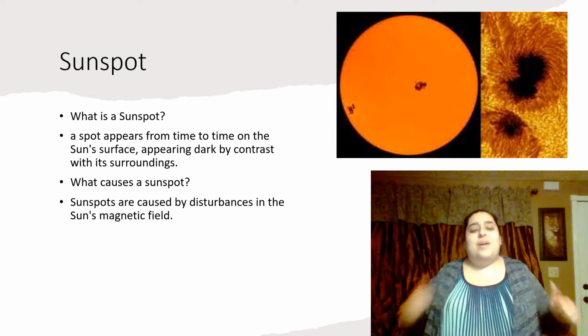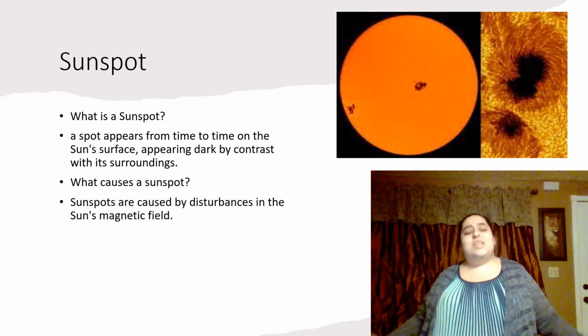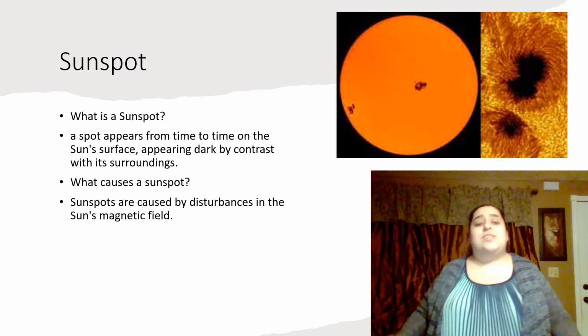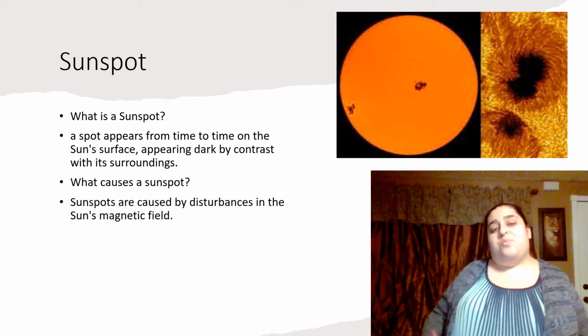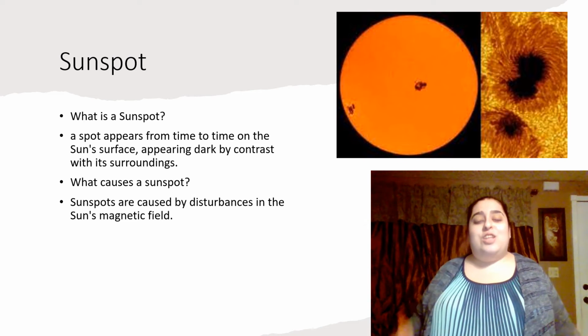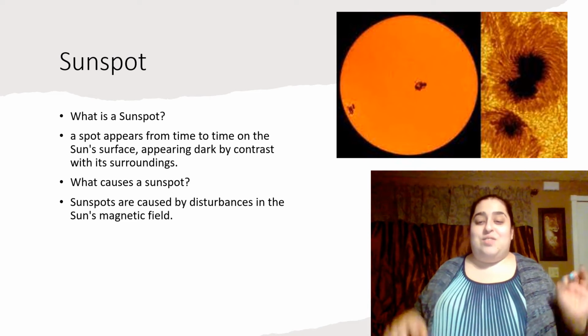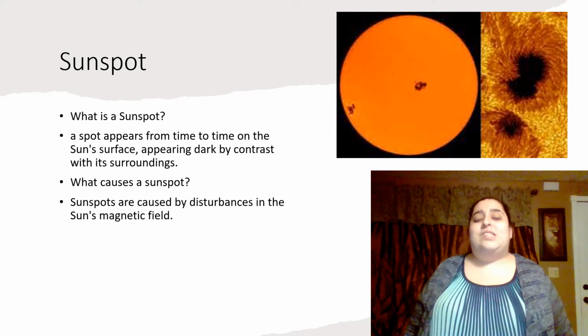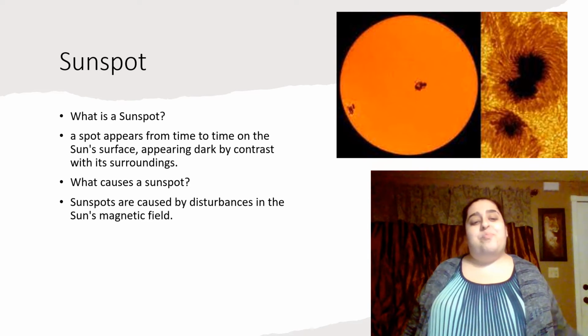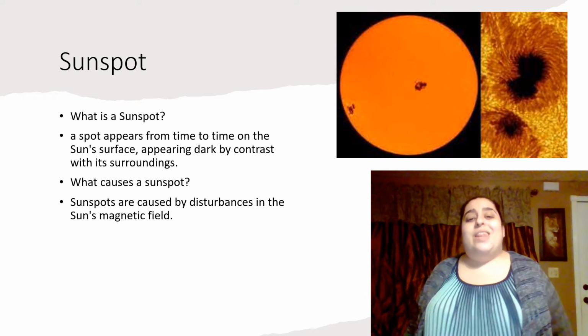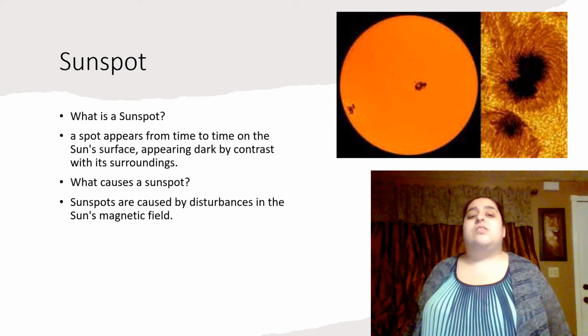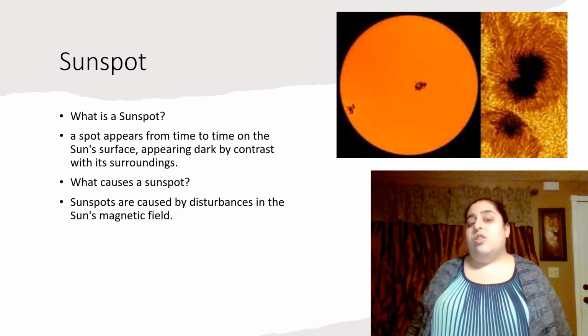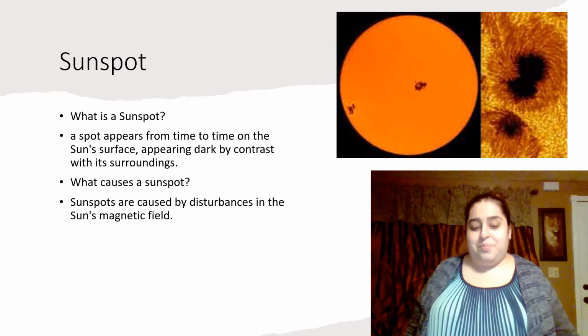Next, we're going to be learning about the sunspot. What is a sunspot? Well, a sunspot is a spot that appears from time to time on the surface of the sun. It is very dark. You guys can all see a picture right there of a couple examples of sunspots. What causes these? The magnetic field causes the sunspots to appear on the surface of the sun.